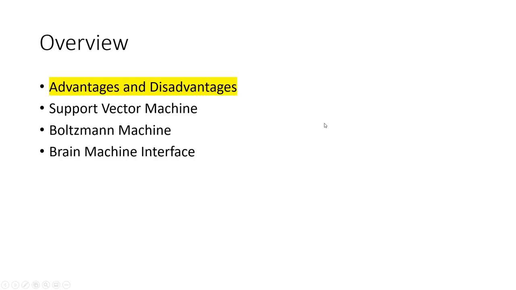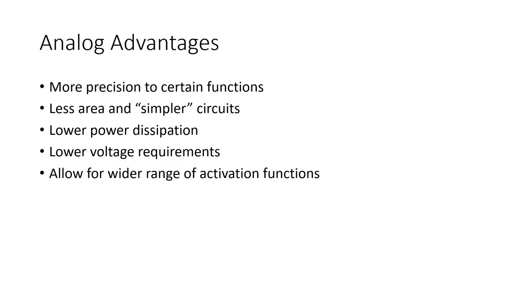So in this slideshow, we're going to start with the advantages and disadvantages of machine learning models with analog hardware. Then we're going to go into some different models like the support vector machine, the Boltzmann machine, and the brain-machine interface.